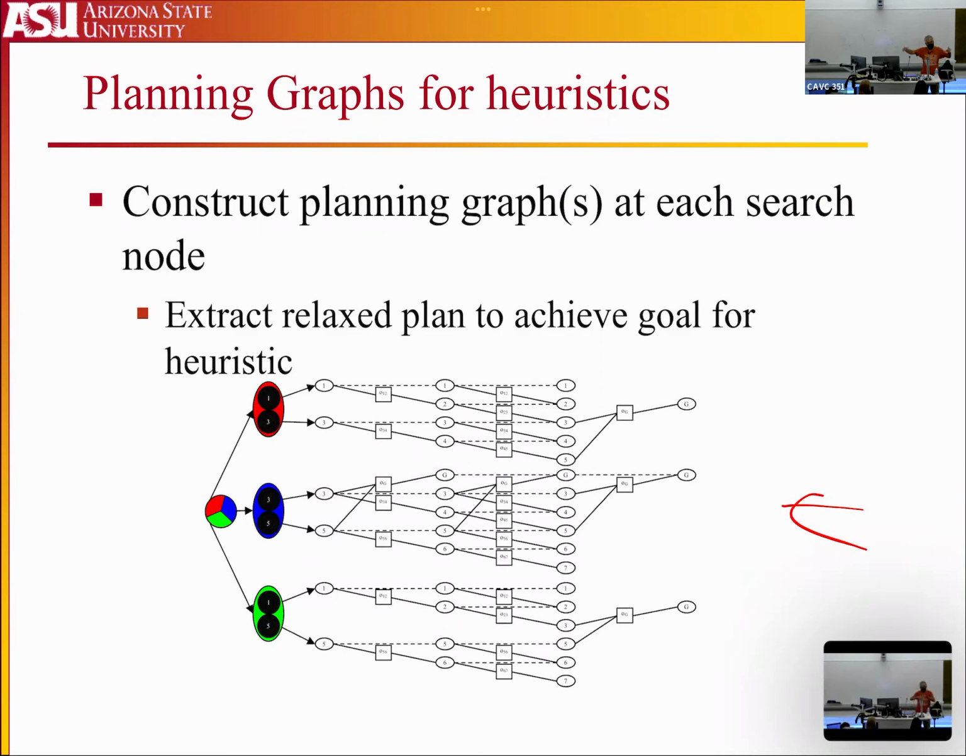Except notice that he doesn't do multiple planning graphs. He just has one planning graph that's being grown to level 1, level 2, level 3. Okay? He did an actual graph algorithm.